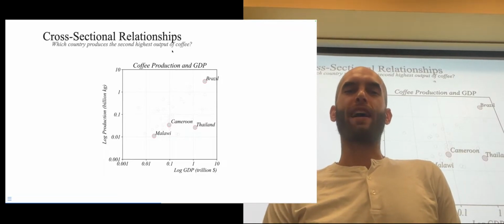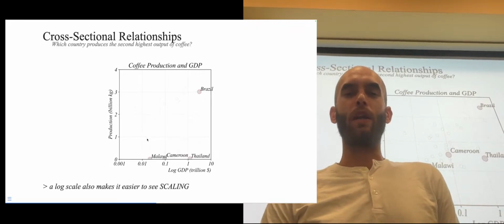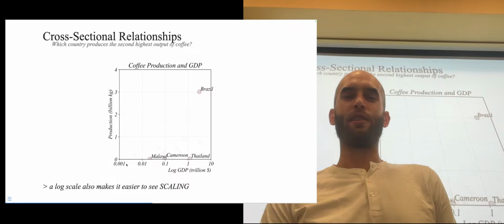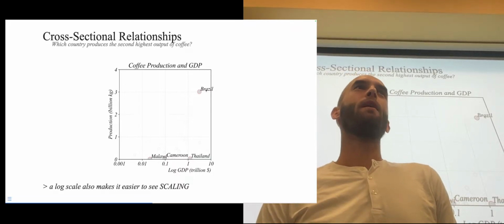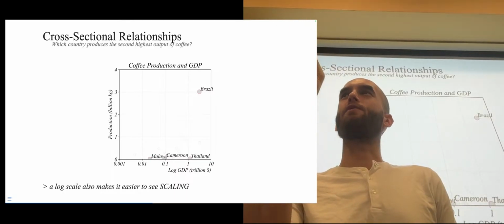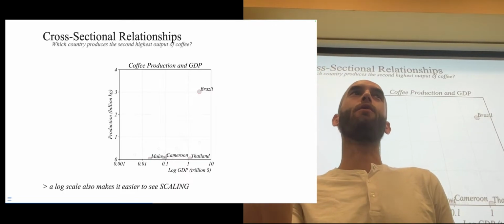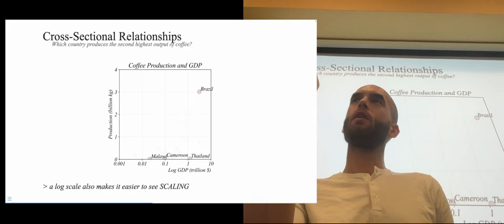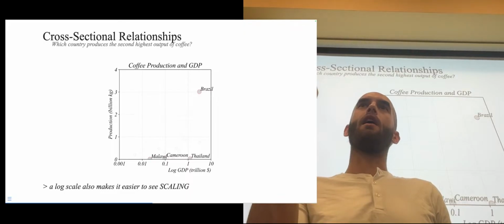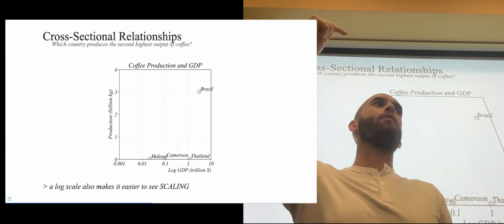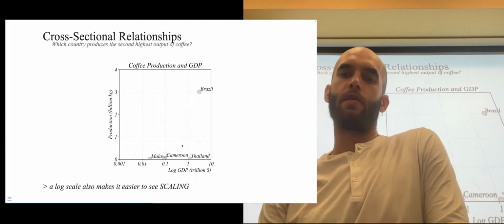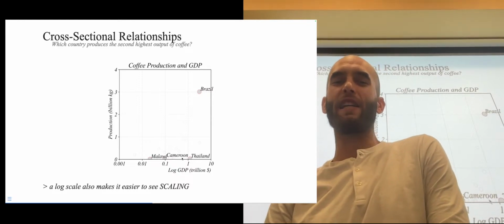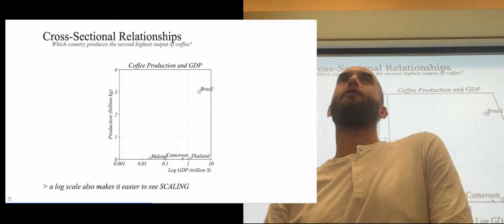So which country produces the second highest amount of coffee? Well, we could do this in a linear scale, just like we did on the horizontal axis. But if you're asking about the second highest amount of coffee, Brazil definitely produces the most. And just like on the horizontal axis, when we were comparing Malawi and Cameroon, because the values are so small, a linear scale makes it difficult to see any variation. So it's difficult to know which of these three countries is producing the second highest amount of coffee.